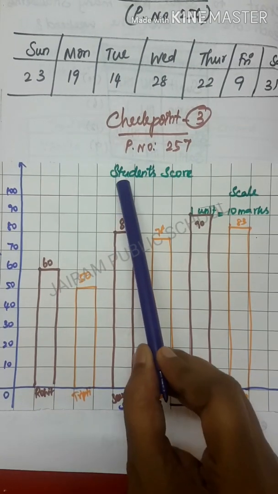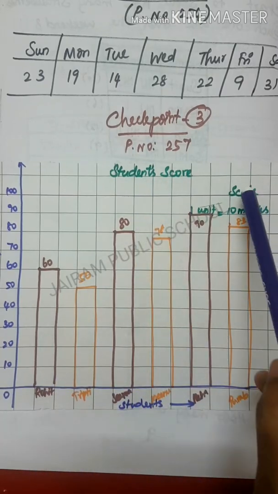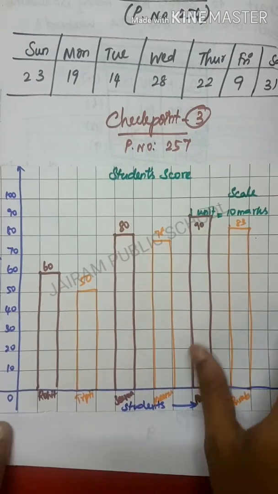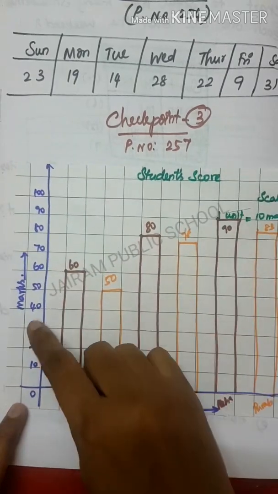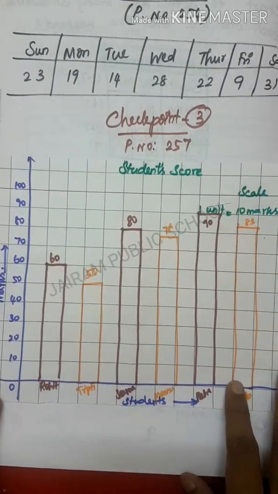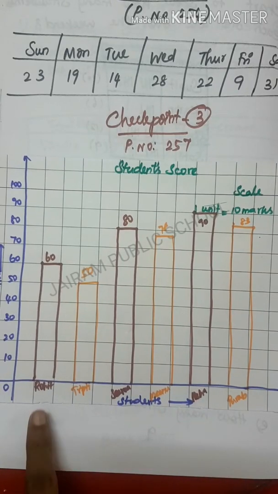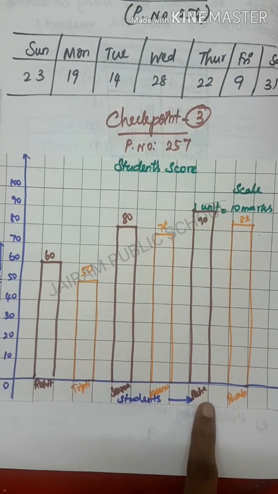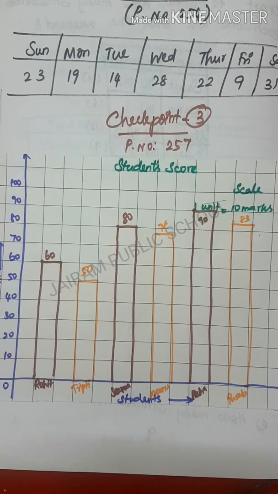They have given the first title, student score, and they are giving the scale: 1 unit equals 10 marks. Along the horizontal line they have taken the data as students, and along the vertical line they have taken the data as marks. Now look at the bar graph. So there are 6 students: Rohit, Tripti, Seema, Meenu, Neha, Purab. They scored some marks, and regarding that they asked some questions that we have to answer. You just analyze the bar graph first.